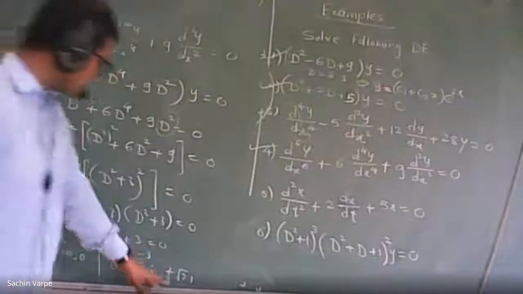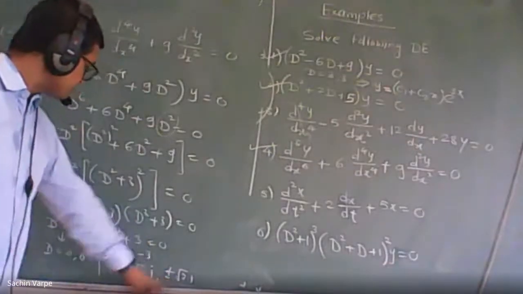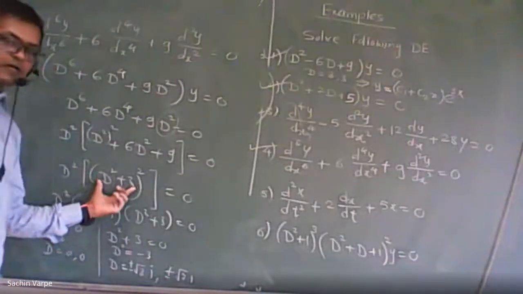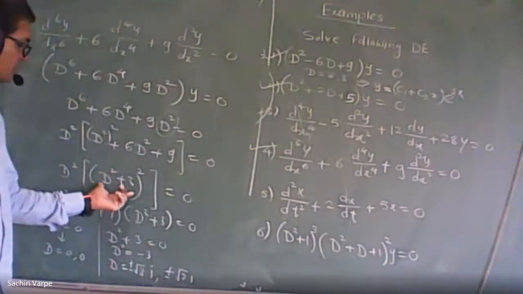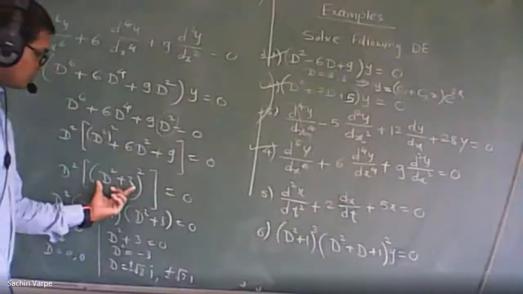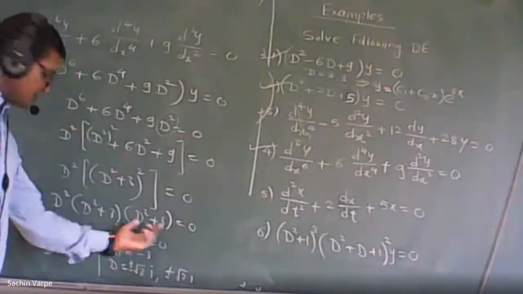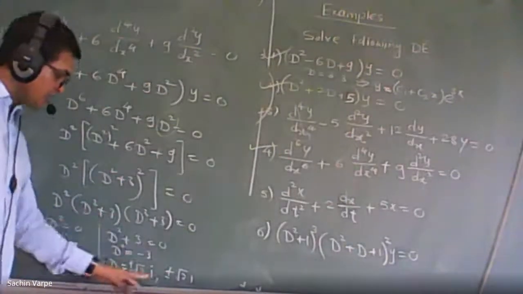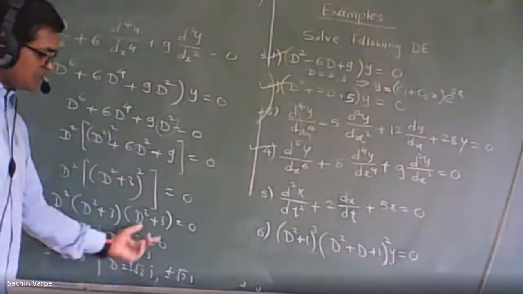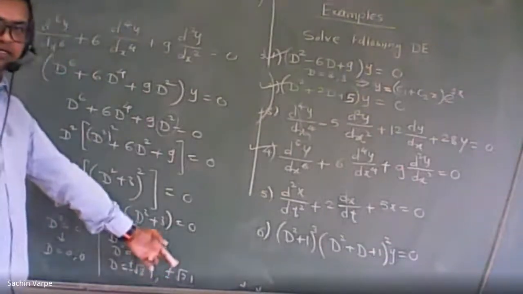Fifth, plus minus root 3i only, because this is the repeated factor. D square plus 3 is the repeated factor, right? Yes. So repeated factor means d square plus 3 equal to 0 and d square plus 3 equal to 0. So when I equate one factor to 0, I'll get plus minus root 3i. The second factor is same. So again, plus minus root 3i.